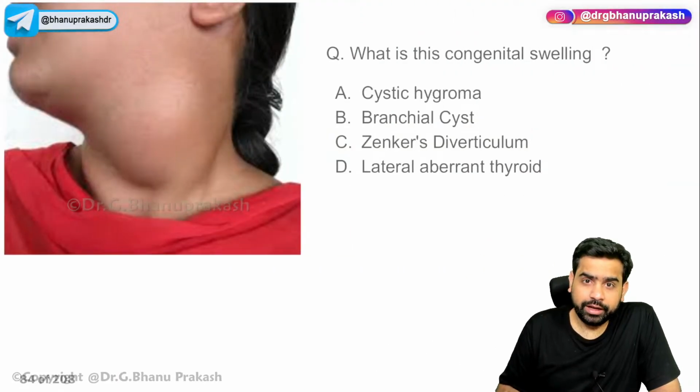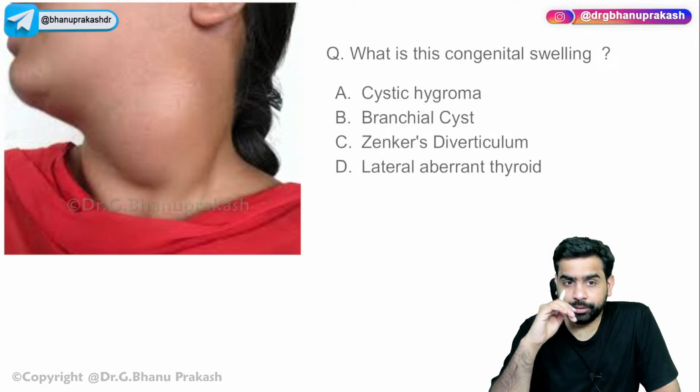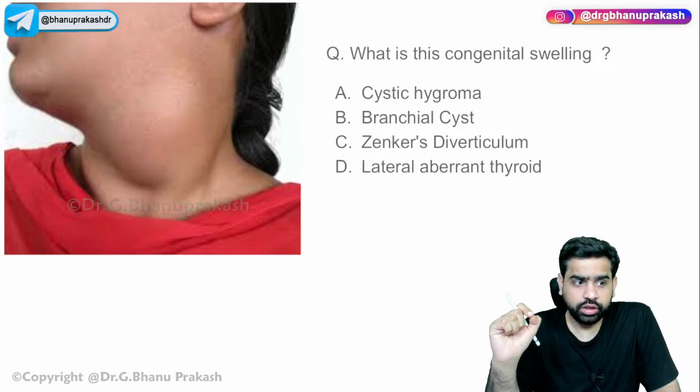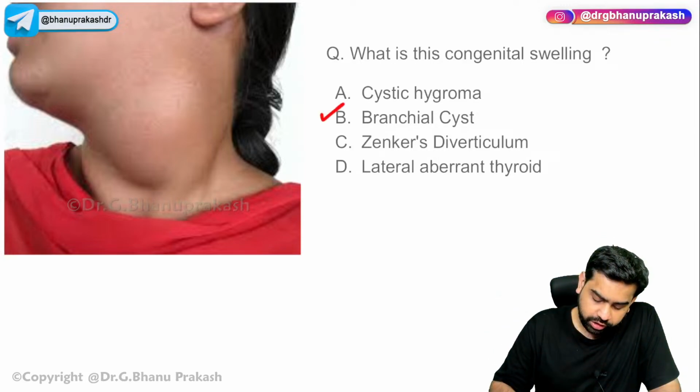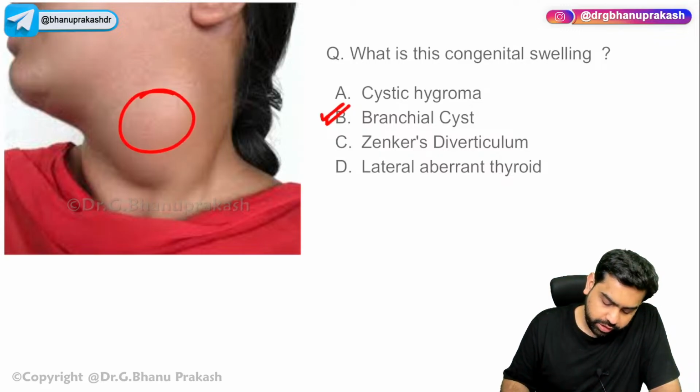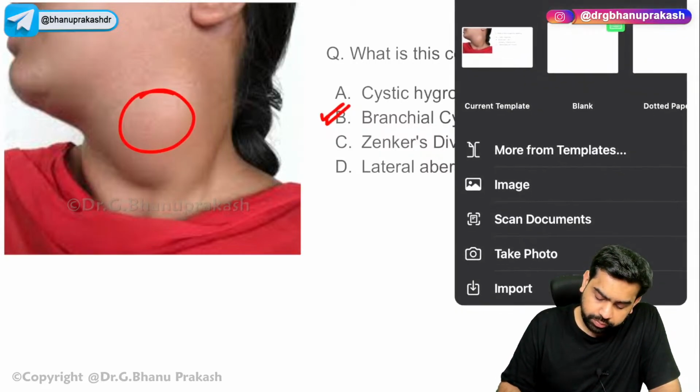Okay, right. Now, what is the congenital swelling in this particular patient? Is it a cystic hygroma, a branchial cyst, a Zenker's diverticulum, or a lateral aberrant thyroid? So what is the diagnosis? What you are finding in these patients is, yes, a branchial cyst. So this is basically a cyst. Please try to understand what this branchial cyst is.